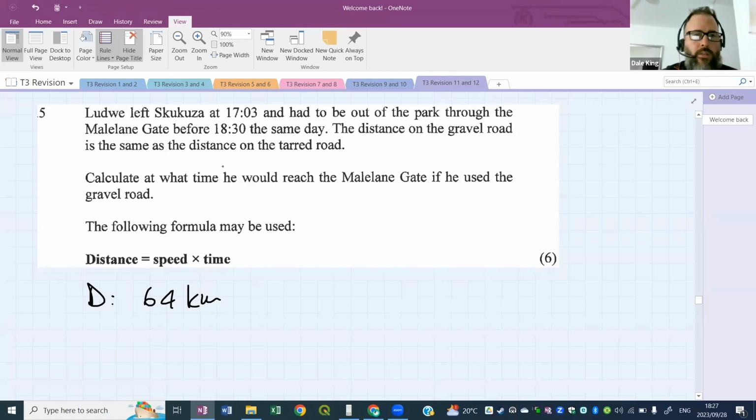The distance on the ground, calculate at what time he would reach the gate if he used the gravel road. All right, so we're using the formula distance is equal to speed times time. What speed does he travel?